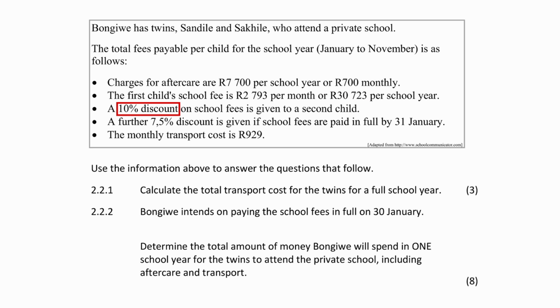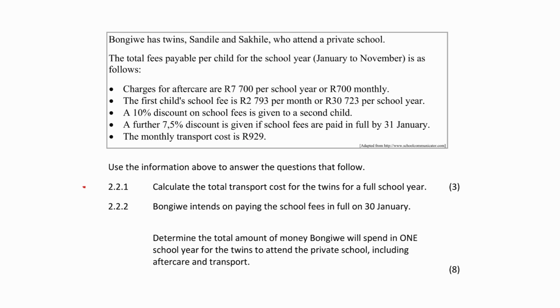A 10% discount on the school fees is given for the second child. A further 7.5% discount is given if the school fees is paid in full by the end of January. And the monthly transport cost per child is R929. In question 2.2.1, you have to calculate the total transport cost for the twins for a full year.